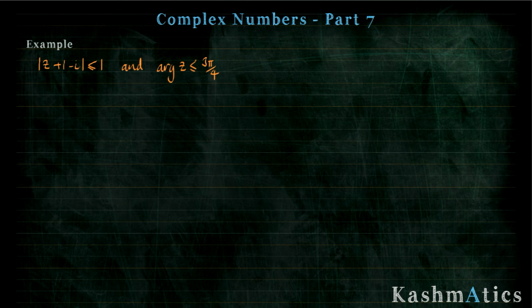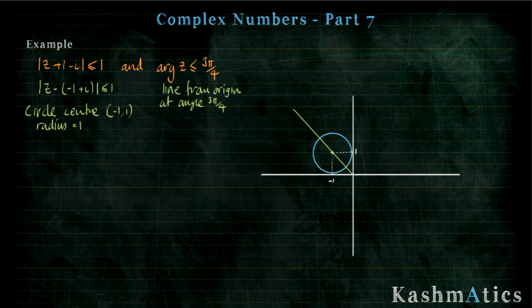So let's just put those on a diagram. Okay, so the blue bit is the circle, obviously, and the green bit is the argument. So I need it to be inside the circle, and I need it to be at an angle less than 3 pi over 4, so only up to the green line. And the area which satisfies both of those conditions is this area here.